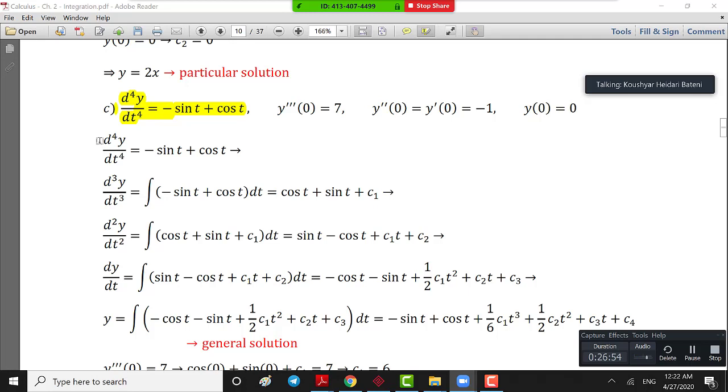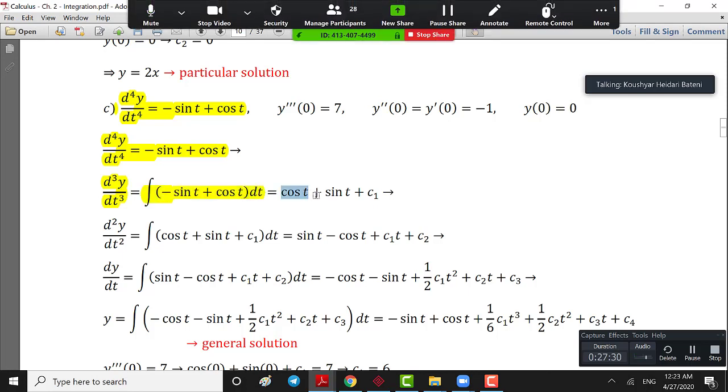Now, the process of finding the general solution for this differential equation is very routine. We say that d4y over dt4 is equal to minus sine of t plus cosine of t. If we take integration from both sides of this, the integration of the left-hand side is going to become d3y over dt3. The integration of the right-hand side is going to become cosine of t plus sine of t plus c1.